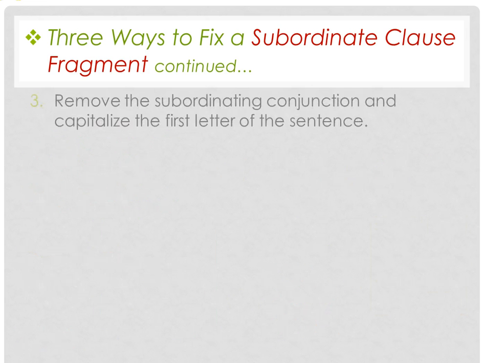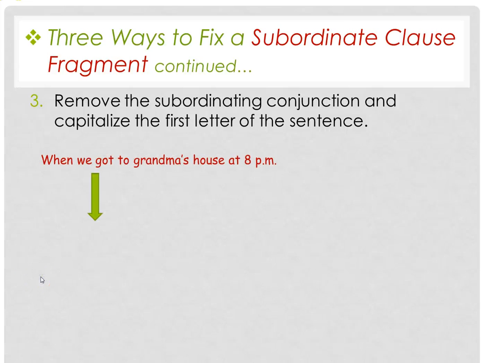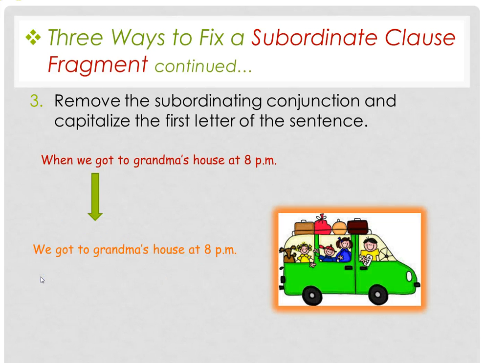And here's the last method. I strongly caution you not to use this frequently, and you'll see why in a moment. The third method is simple. It's very easy. You can snap your fingers, poof, and have your fragment fixed. All you do is remove the subordinating conjunction and then capitalize. So, for example, when we got to Grandma's house at 8 p.m., if I just delete "when" and I capitalize "we," poof, I have fixed the problem.